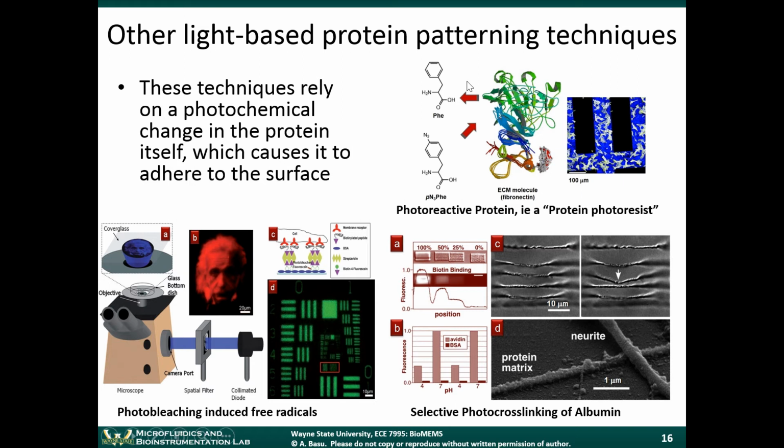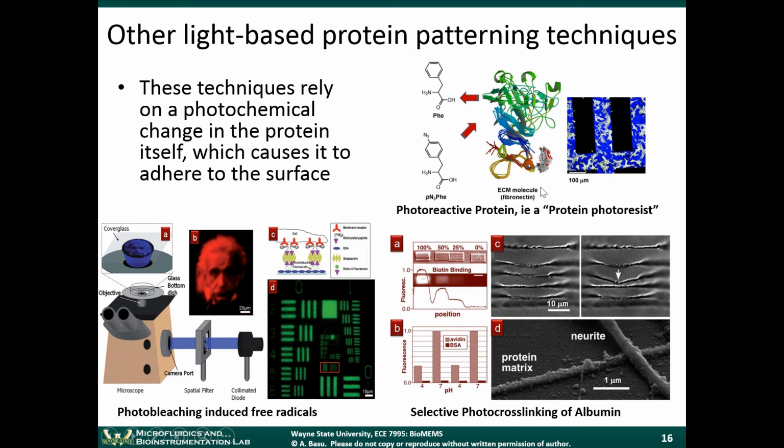These techniques rely on a photochemical change in the protein itself, which causes it to adhere to the surface. There are a few examples here. One was a photoreactive protein. You can think about this as a protein photoresist. Now, photoreactive proteins are not widely available commercially, but it did show that some of these can be done. This is a protein that when it's exposed to ultraviolet light, it sticks to the substrate. So you can pattern the proteins this way.